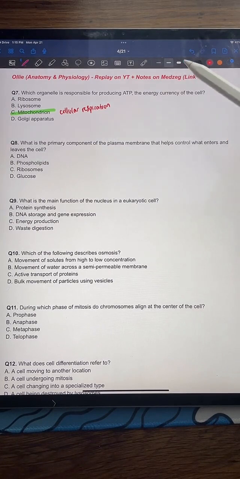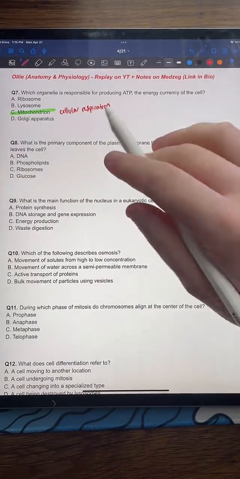The Golgi apparatus is kind of like a post office. It modifies, sorts, and packages.